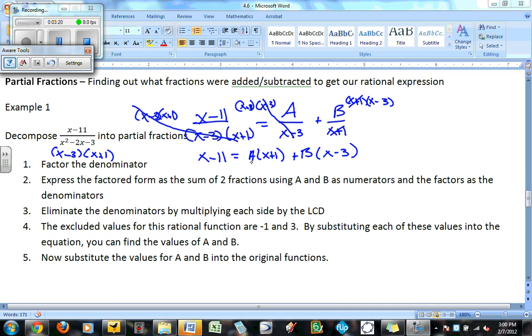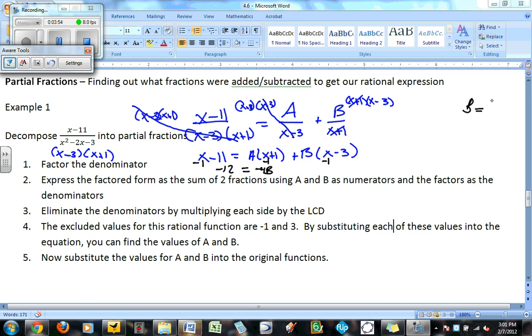So pick a value for x. Let's pick negative 1 and plug negative 1 anywhere you see x. What that does is now I have negative 1 plus 1, which is 0, and 0 times A is 0, so it cancels out. So now I can solve for B. Negative 1 minus 11 is negative 12, equals 0 plus B times negative 4, which would be negative 4B. So in this case, B is going to equal positive 3.